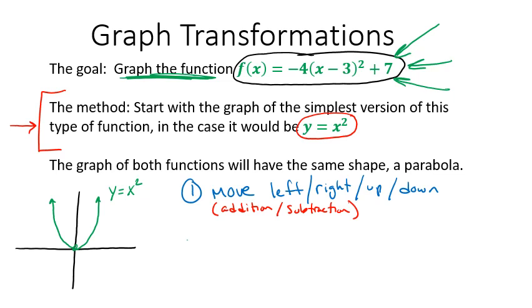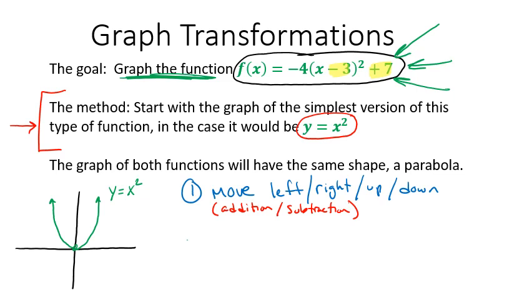So if you see this green function at the top, f of x, well, we've got addition right there, plus 7. We've got subtraction right there, a minus 3. Right? The minus 4, that's multiplication. But we have one addition and we have one subtraction. All right, so that's going to result in taking that green graph of x squared and moving it somehow. Haven't talked about how, but we will.